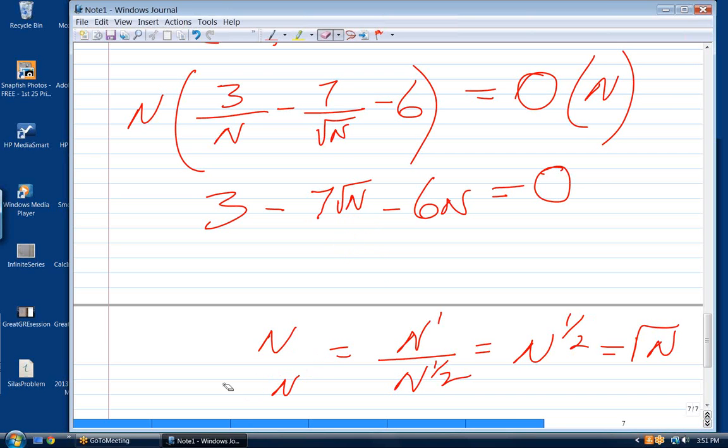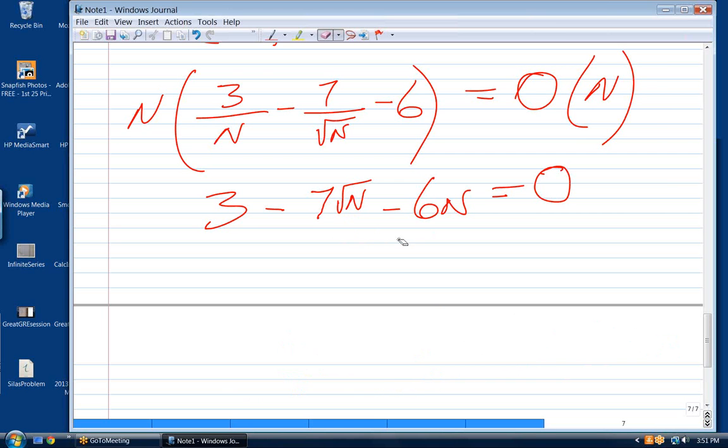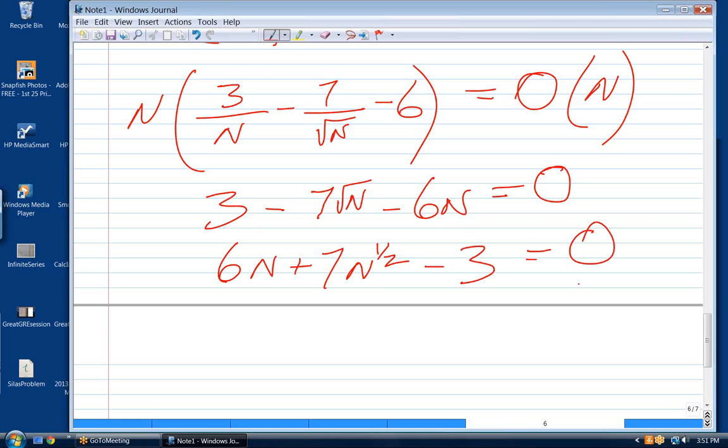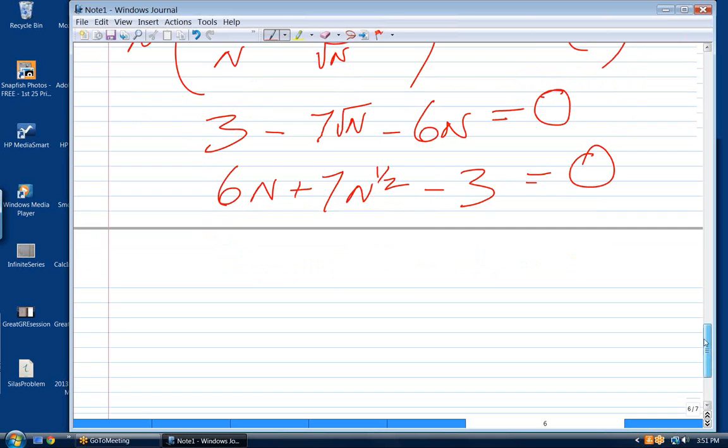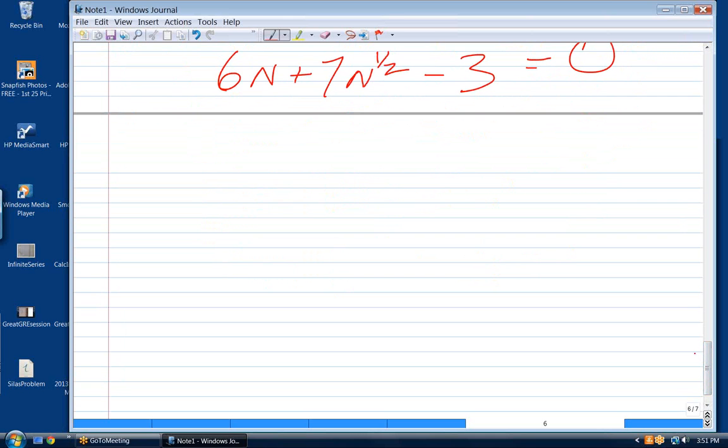Now we have still a quadratic. You might not recognize it as a quadratic, but notice that this term is the square of this term. And there's your constant. So let me divide everything by minus 1 and write it in the proper order. So I have 6n plus 7n to the 1/2 minus 3 equals 0. Now it's getting to be more recognizable as a quadratic.